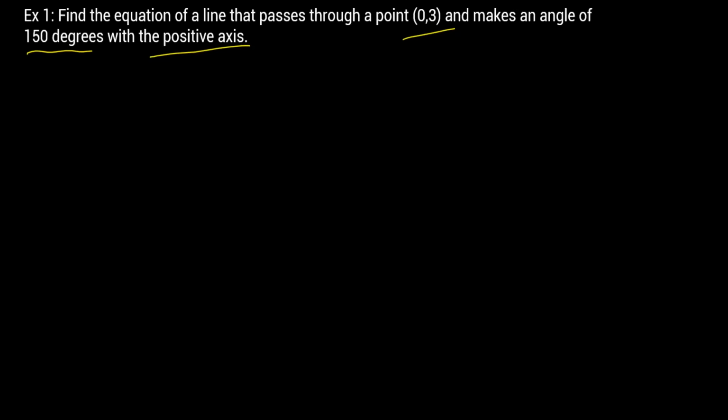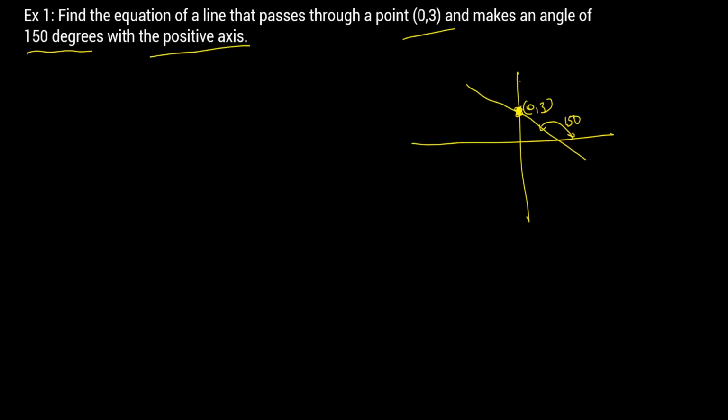You're given the point, which is (0, 3), and you can go to your Cartesian plane and already draw that. You can see that it is your y-intercept. It also says that the line you have to find the equation for makes an angle of 150 degrees. So it passes through that point (0, 3), and this angle with the positive x-axis has to be 150 degrees.